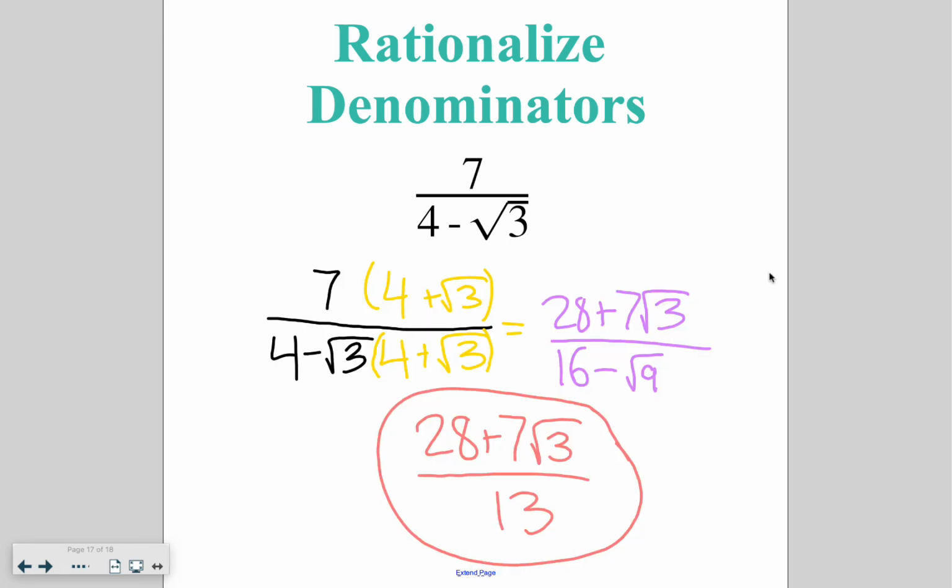So our conjugate this time is 4 plus the square root of 3. So when we do that multiplication, you end up with 4 squared, which is 16, minus the square root of 9, which is 3. 16 minus 3 gives you that 13. And we end up with 28 plus 7 square roots of 3 over 13.